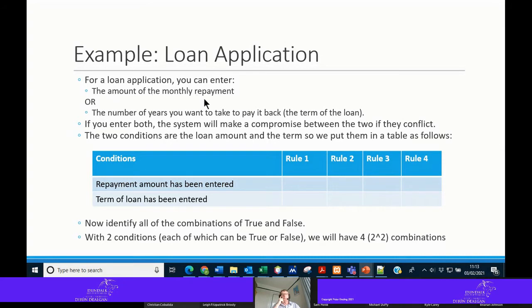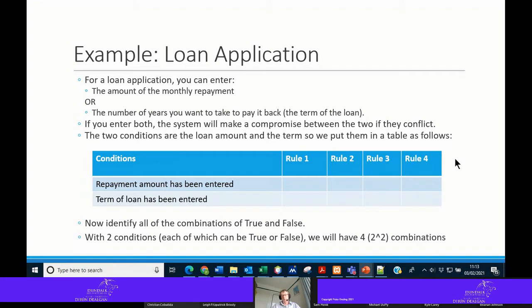You can enter the amount of monthly repayment or the number of years you want to pay it back. If you enter both, the system will make a compromise between the two if they conflict. Two conditions are the loan amount and the term. So we put them into a table as follows. The conditions are: repayment amount has been entered, term of the loan has been entered.